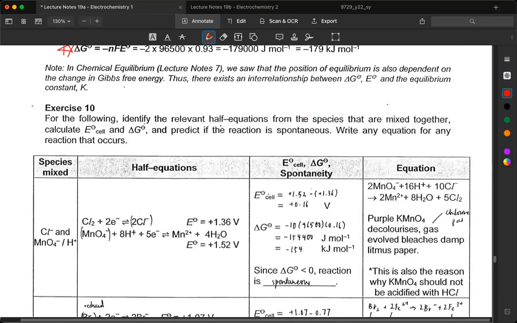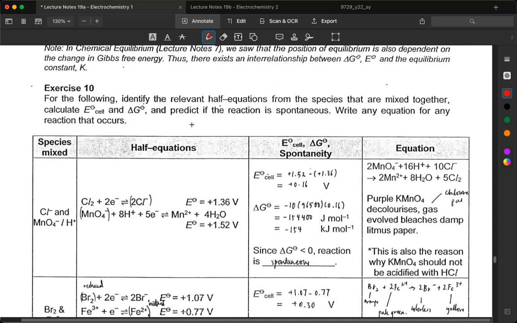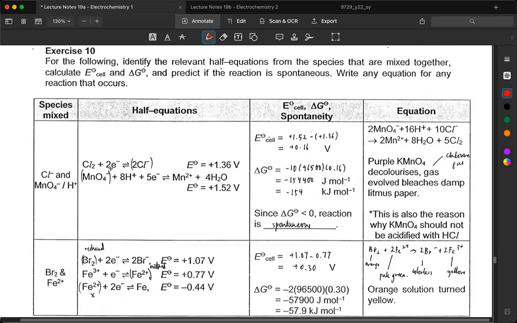Now, more exercise. So in the following questions, identify the relevant half equations that are mixed together, calculate E0, delta G, predict if it's spontaneous, and write any equations. Okay, fine. So Cl minus, so you write this, copy and paste from the data booklet, or they will give you. Okay, if it's something not in the data booklet, they will give you. They must give you.